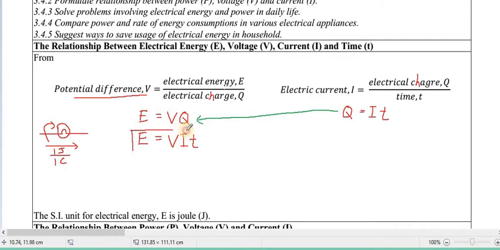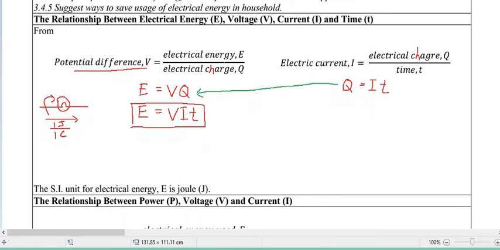Basically like this, very simple. So electrical energy equals VIT: potential difference times the current times the time. Okay, so the concept is actually very simple. Why we take the potential difference times the current times the time to get the electrical energy is actually very simple.